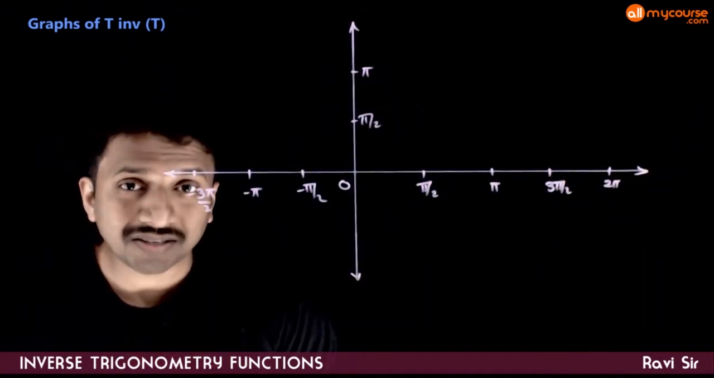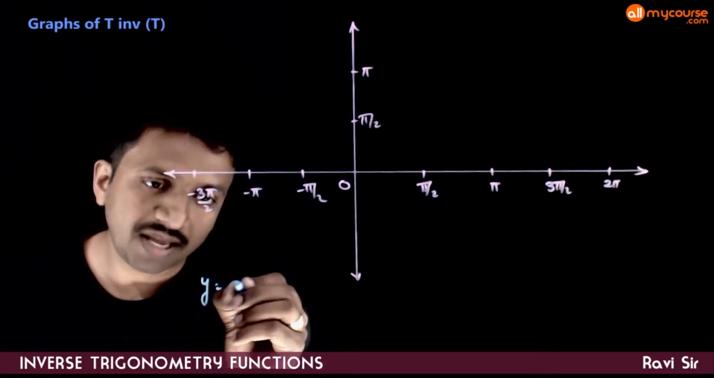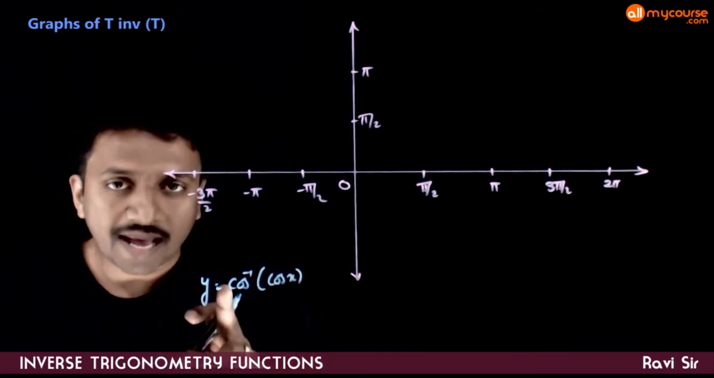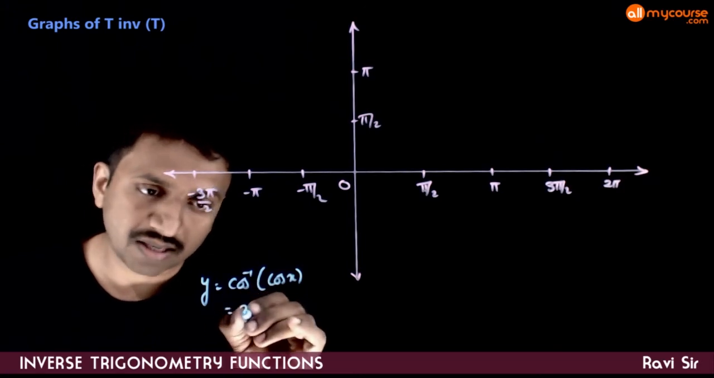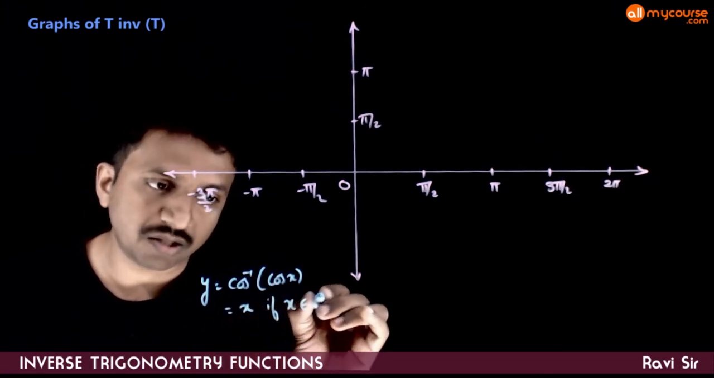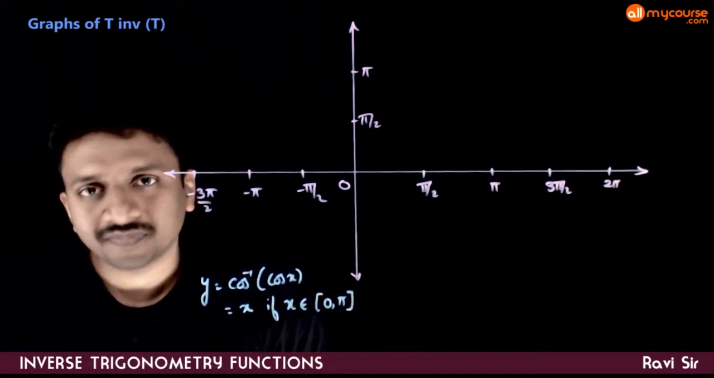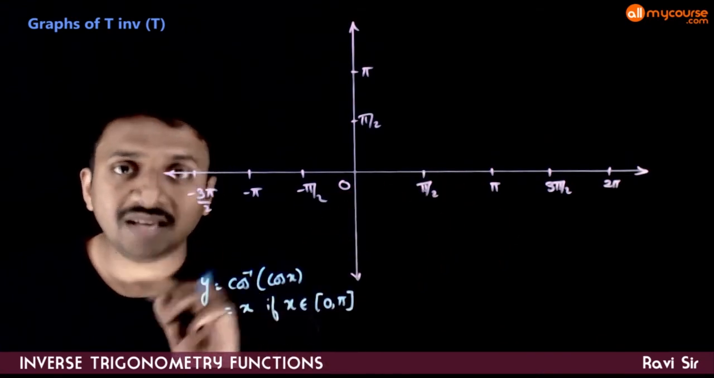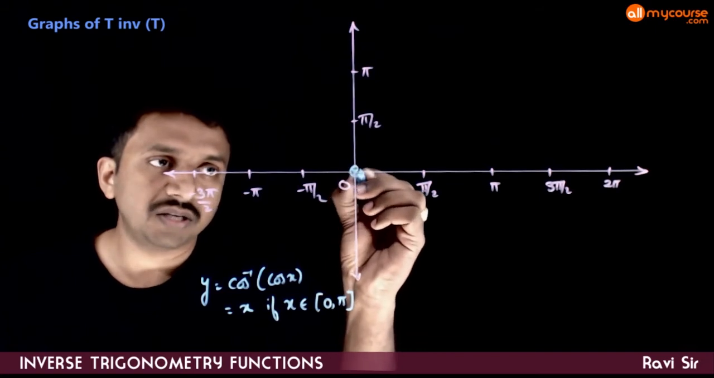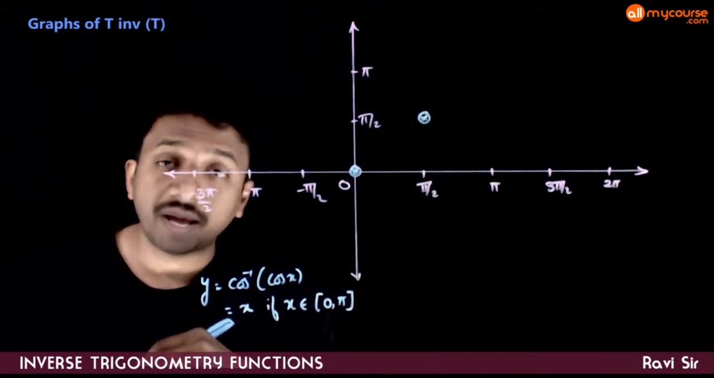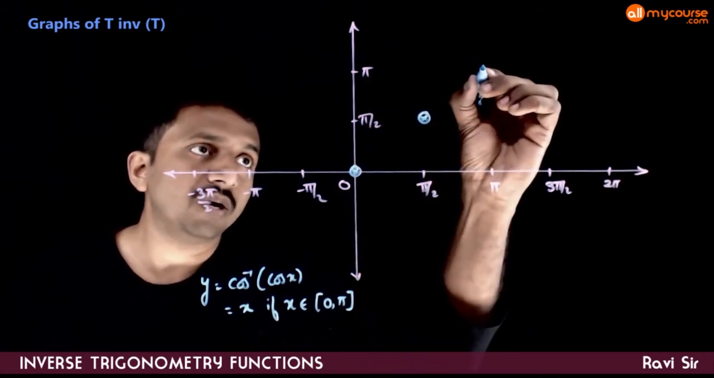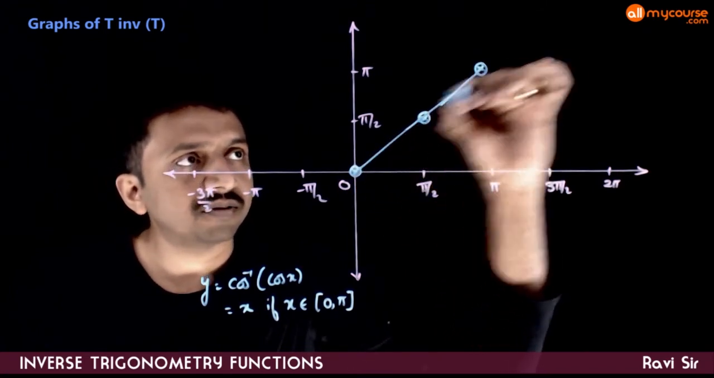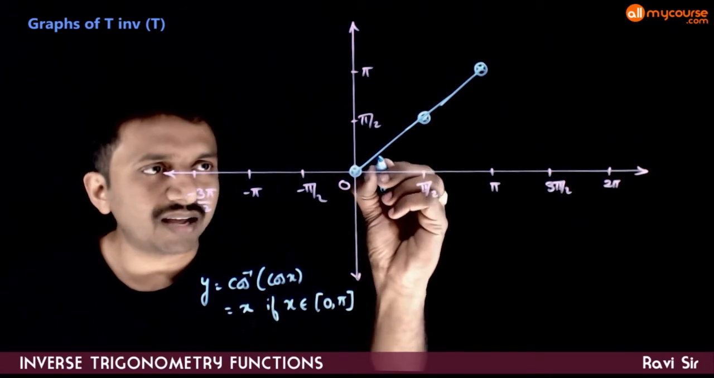Next, let us try to understand the graph of y is equal to cos inverse of cos x. As we have seen, cos inverse of cos x is equal to x if x belongs to 0 to pi. So as long as x is between 0 and pi, the graph is y is equal to x. That is, when x is equal to 0, y is equal to 0, when x is equal to pi by 2, y is equal to pi by 2, and when x is equal to pi, y is equal to pi. So you have a straight line graph between 0 and pi, exactly at an angle of 45 degrees.